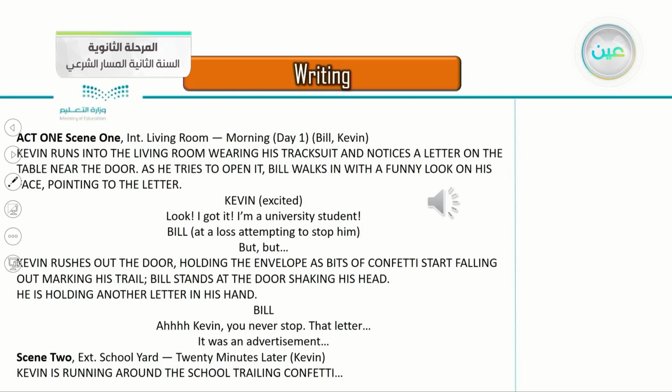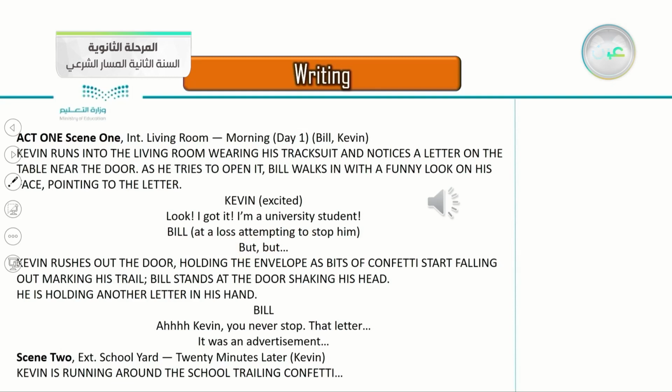So there's a letter. As he tries to open it, Bill walks in with a funny look on his face, pointing to the letter. So Bill knows something here because he's walking with a funny look on his face and he's looking and pointing at the letter. Kevin, while he is excited, says, look, I got it. I'm a university student. Bill, at a loss, attempts to stop him. So he's trying to stop him, but he didn't succeed. He said, but, what happened next?